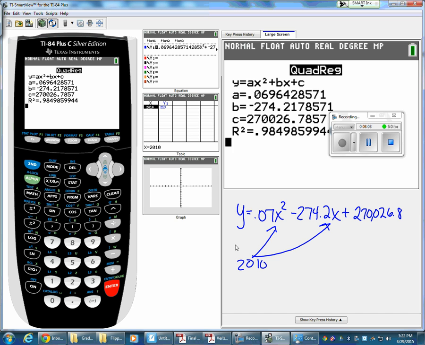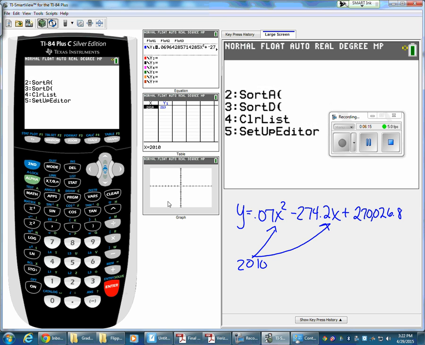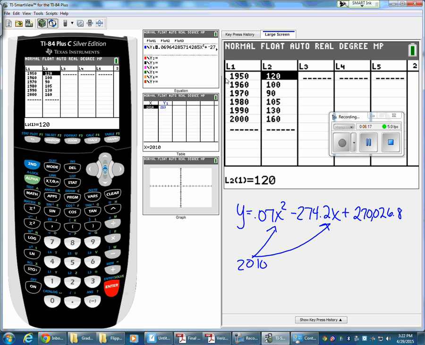And what they want to know is what would the population be in 2010. So I need to plug in 2010. Notice I put the actual years. Remember, in a lot of our equations we put let the years stand for the years since something. But here I actually use 1950 and 1960.